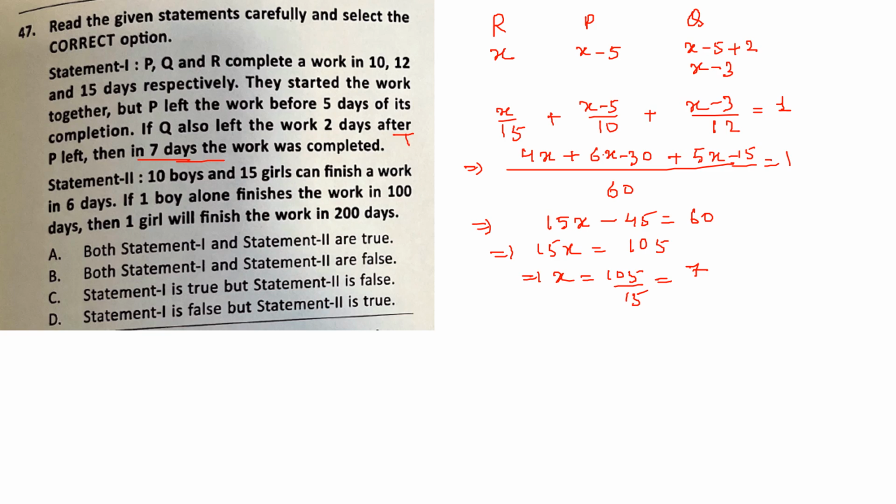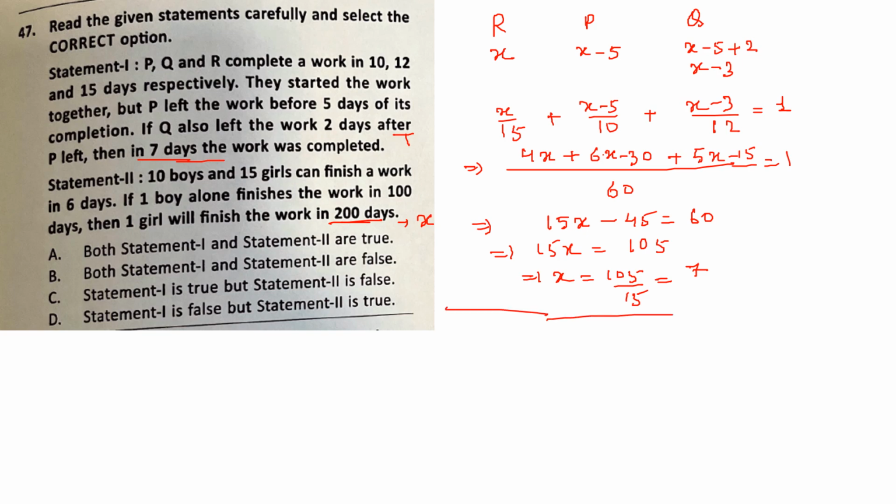Now we have to see the second statement, which tells that 10 boys and 15 girls can finish the work in 6 days. If one boy alone finishes the work in 100 days, then one girl will finish the work in 200 days. So here I will assume one girl will finish the work in X days, and I will solve and see whether the value of X I am getting is 200 or not.